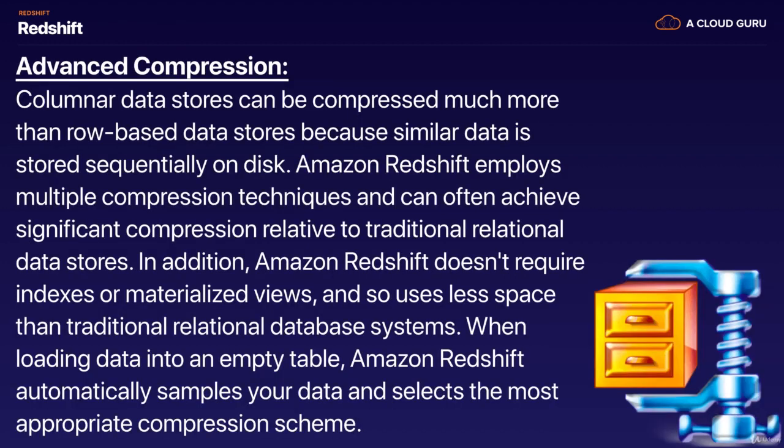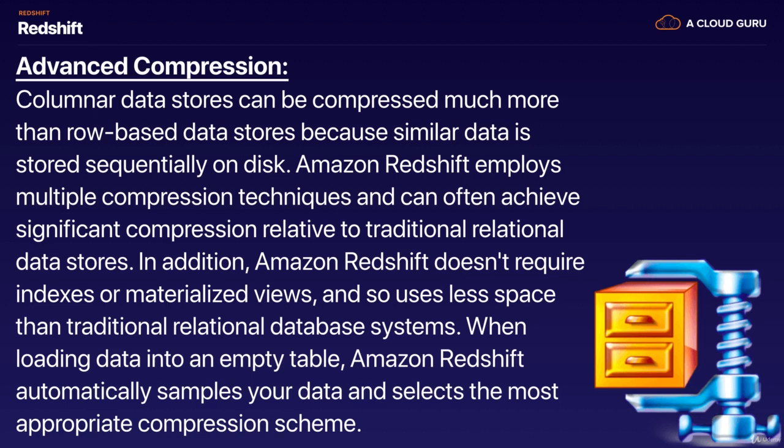Redshift uses really advanced compression, and instead of going in and compressing individual rows inside a table, what it actually does is compress individual columns. Because the columns contain the same kind of data, so one column might be a date, another might be text, an integer, or a Boolean value, it's a lot easier to compress because all the data is the same. So Amazon Redshift employs multiple compression techniques and can often achieve a significant compression relative to traditional relational database stores.